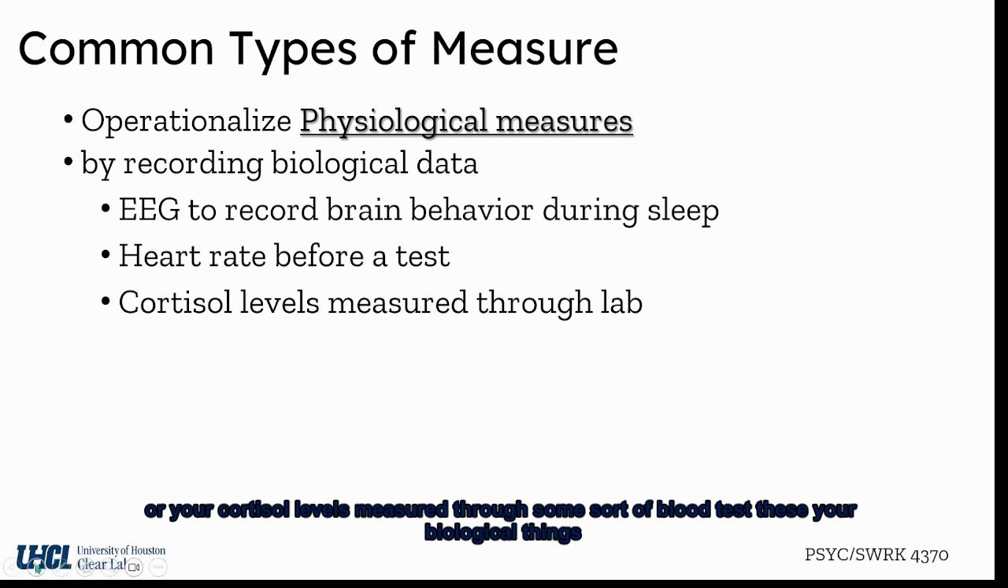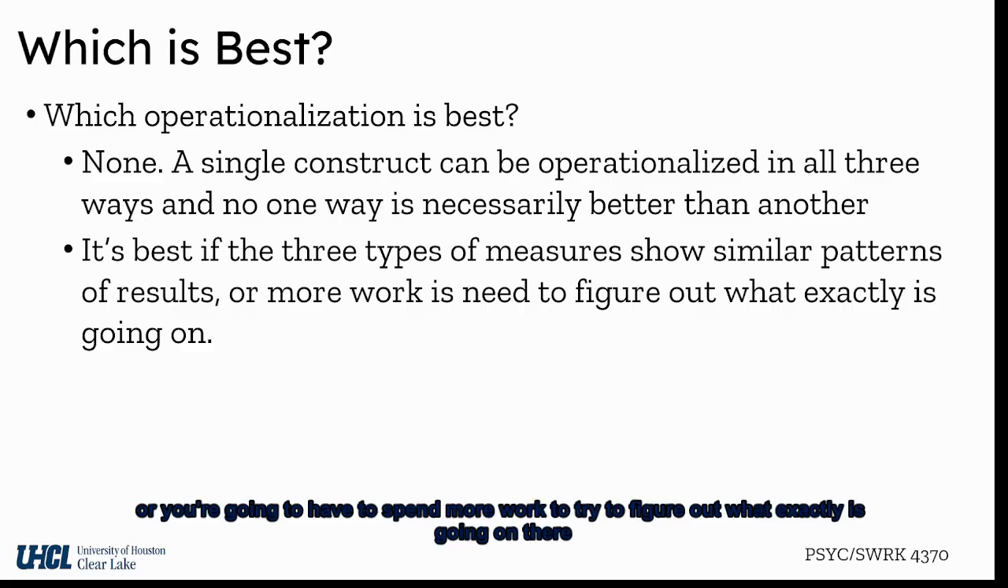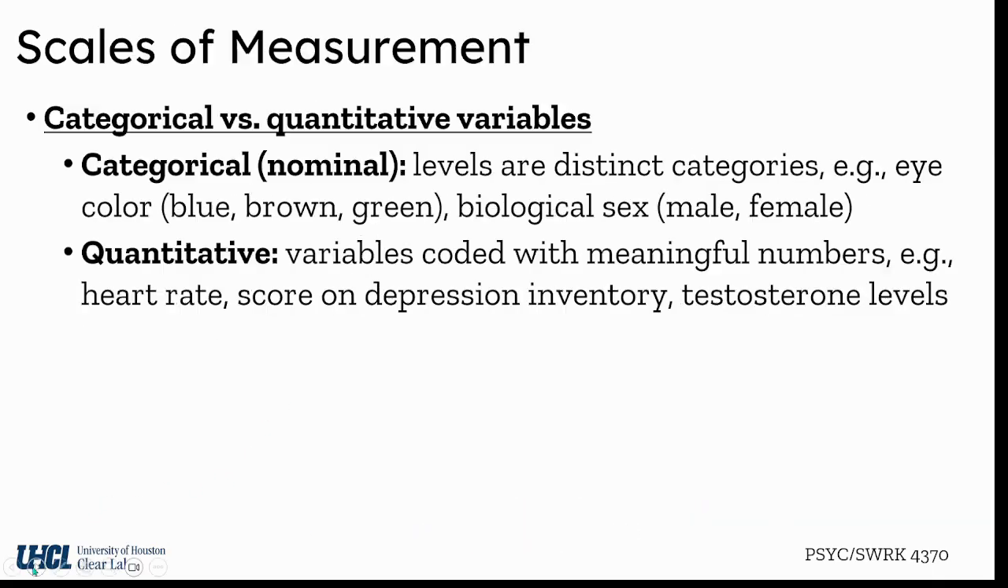These are biological things. This gets at the question, which kind of operationalization, I can never say that word right, is best? There is no single best way to operationalize a variable, and no one way is going to necessarily be better than another. So it's best if your three types of measures show similar patterns of results, or you're going to have to spend more work to try to figure out what exactly is going on there. Whatever you end up choosing, you need to make sure that it's a valid and reliable measure for the variable that you're trying to get at.